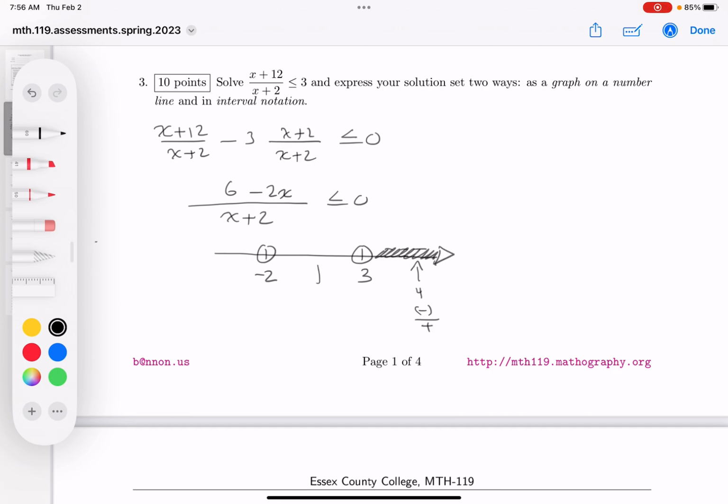All right? Let's go between minus 2 and 3. I probably would choose 0. What do you get on top? Positive number. And on bottom, you get a positive number. Well, positive divided by positive is a positive. So that would not be shaded in because it's not less than 0.